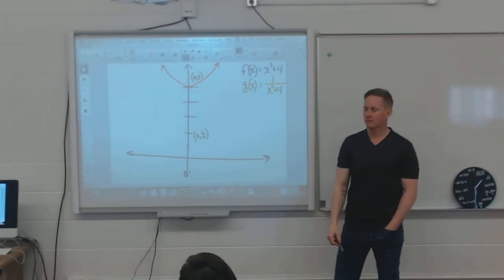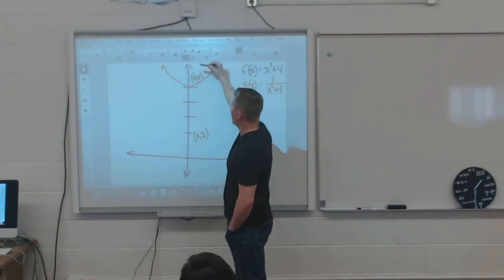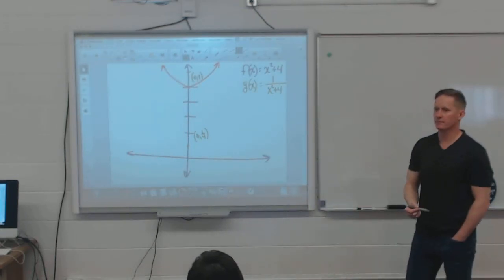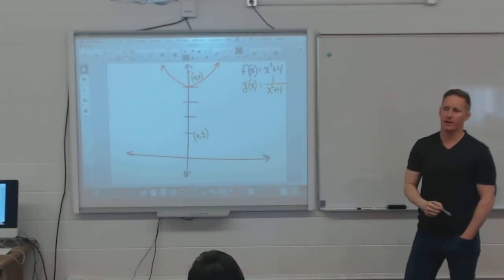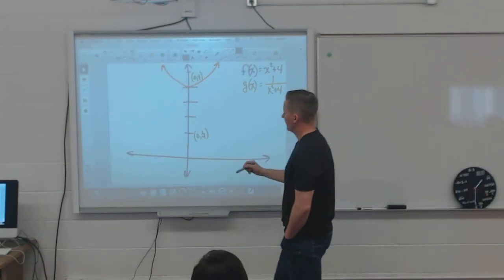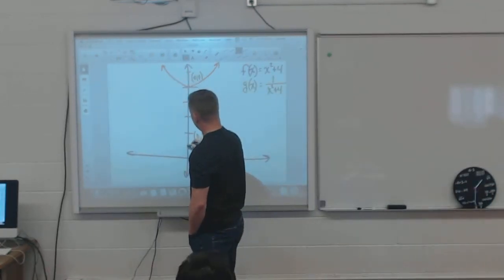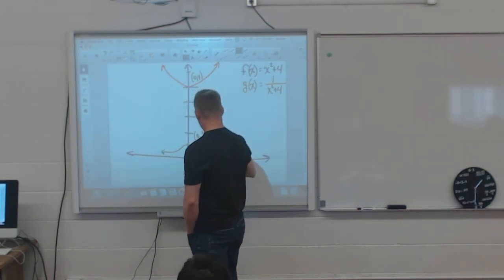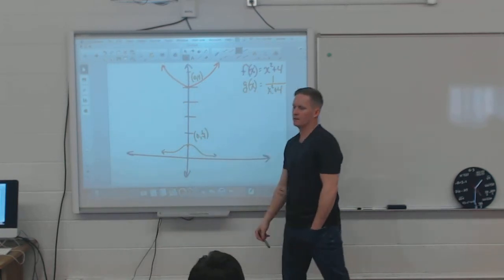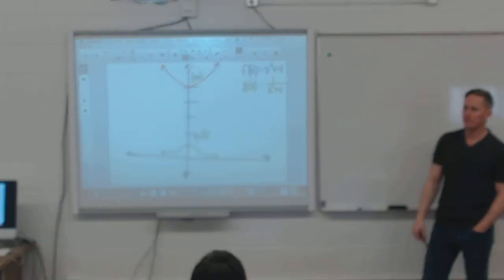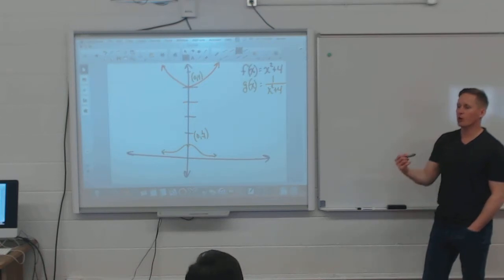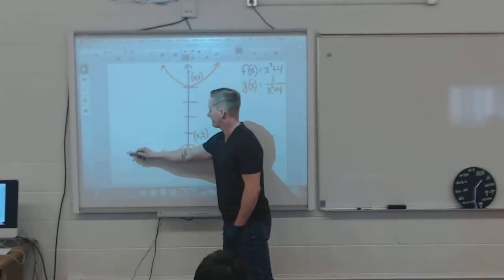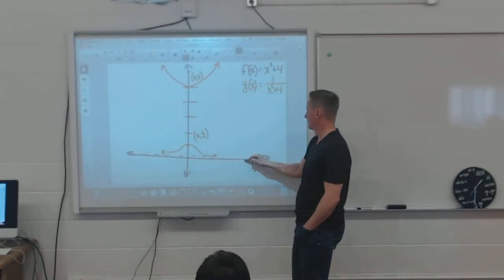Fair enough? This value right here would be 5. So what's 1 over 5? A fifth. So all of these are going to get smaller and approach right here. That's what your graph's going to look like. So, is there a vertical asymptote here? No. Is there a horizontal asymptote? Yes, there is.